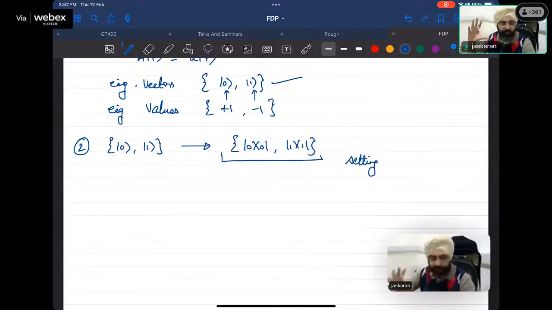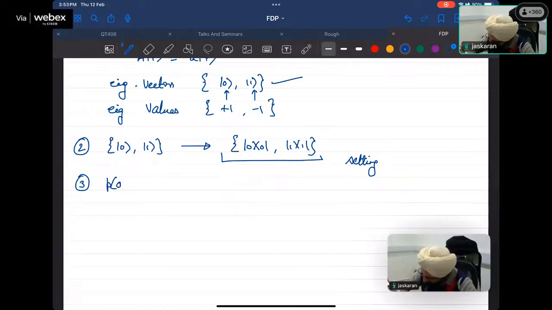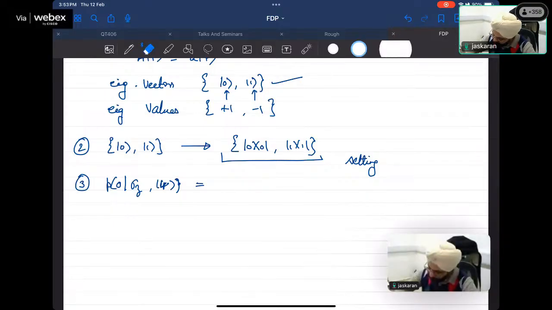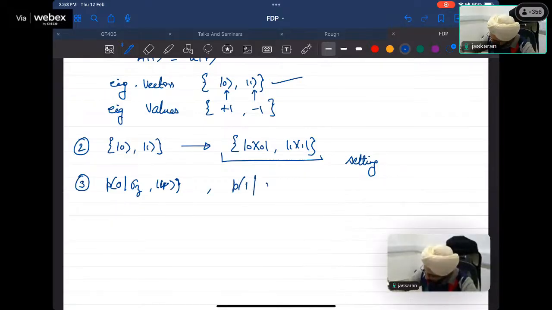This forms my setting in the same measurement device, the same measurement black box that we had. And in the third step, we find out the probability of getting the outcome 0, provided that I chose sigma z and some state which we have not yet specified. It could be any state. Then we can find out the probability of getting outcome 0 and the probability of getting outcome 1 as well.